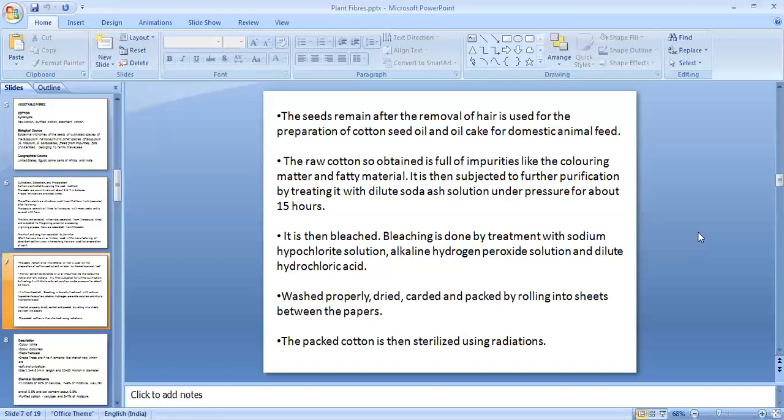And after bleaching, it is washed properly with water, dried and carded. And then it is packed by rolling into sheets between papers. And the packed cotton is then sterilized by radiations. So that is the preparation of absorbent cotton from the cotton bolls.